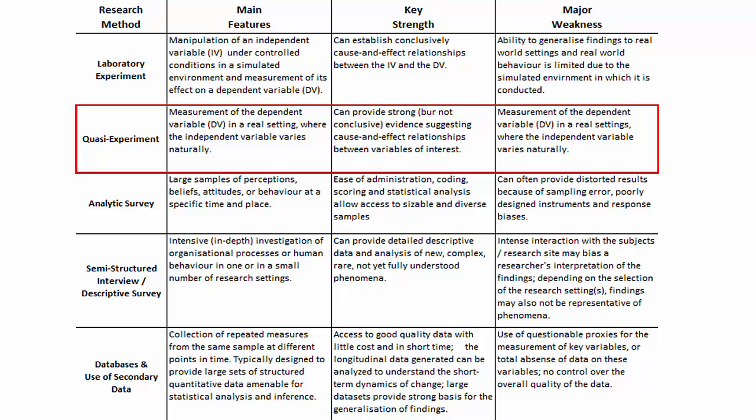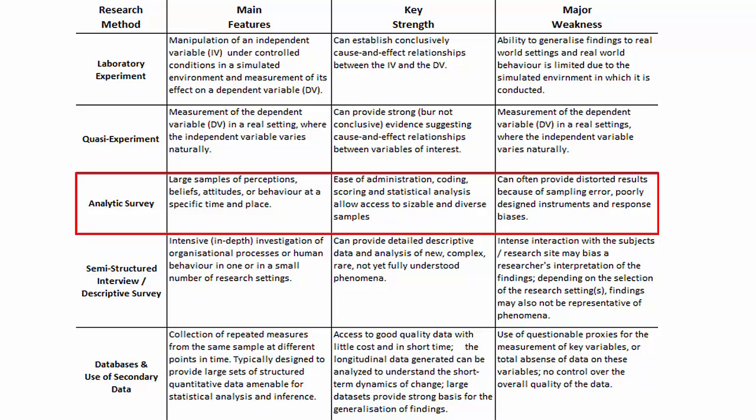Moving on to analytic surveys, main features of this method include the collection of large samples of perceptions, beliefs, attitudes, or behavior at a specific time and place. Now, it could be one point in time, in which case you would employ this under cross-sectional design, or you could go back a few times in a row and obtain a longitudinal research design.